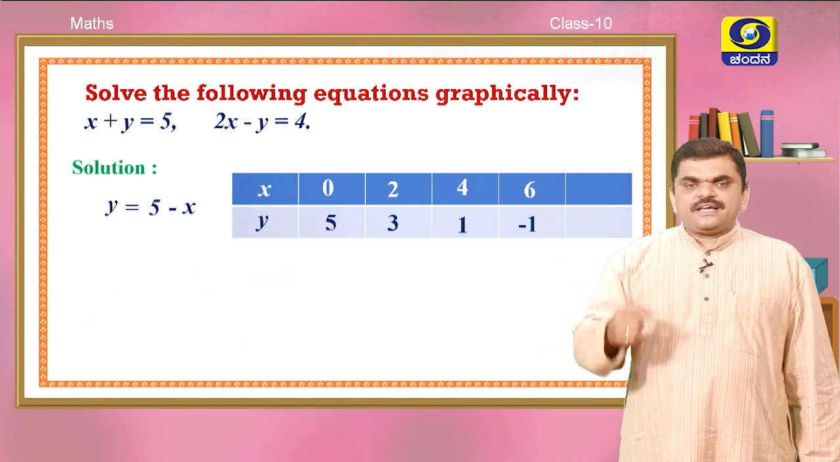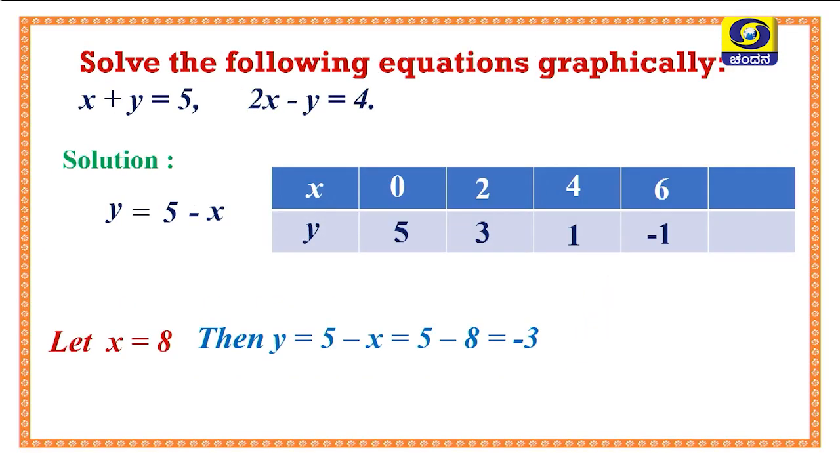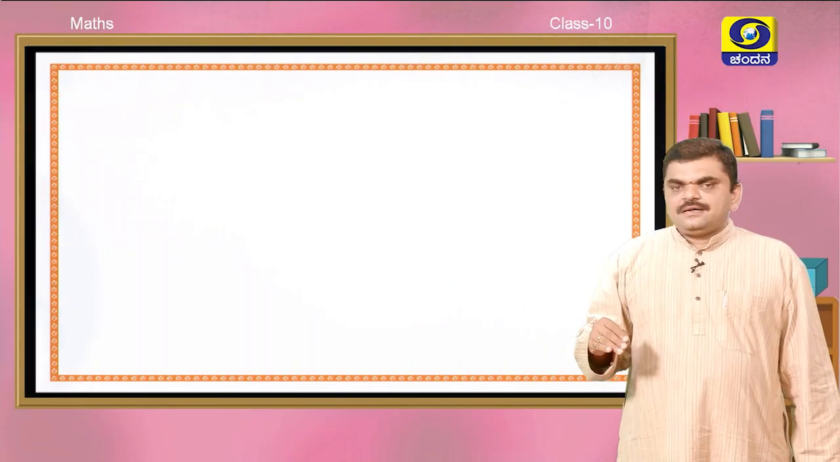So, then I will take the value of x as 8. Nice, children. Then y becomes 5 minus x, that is 5 minus 8, that is minus 3. 8 comma minus 3. Right, children.